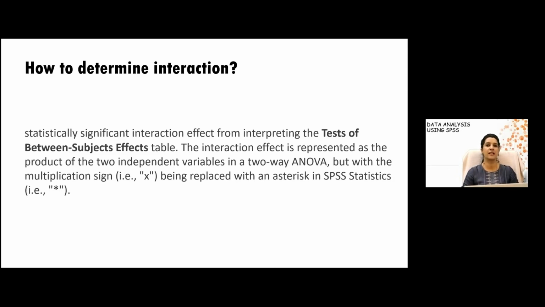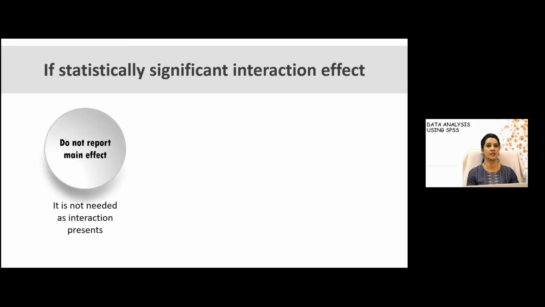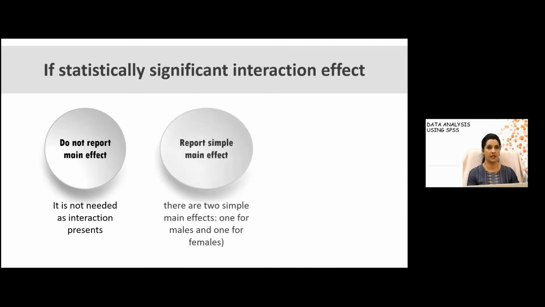So how to determine this interaction is we have to see the statistically significant interaction effect from the tests of between-subjects effects table, where that interaction term is there. If there is a significant interaction effect, then we do not report main effect. It means if the interaction is there, then we present the table of that interaction, and we don't report the main effect, rather we report the simple main effect.